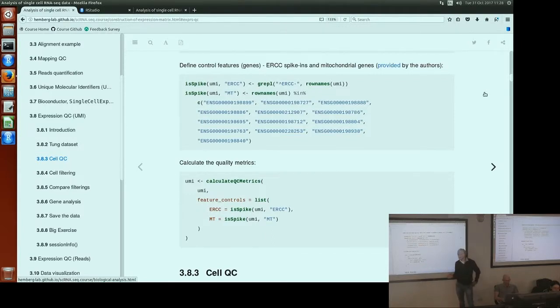This is an optional step, but usually it's a good idea to look at mitochondrial genes. So here we define them manually. I think these genes are taken from the publication of the Tang data. So in real life, I'm not sure. Talul, do you know, for the mitochondrial genes, is there any database that you can use to define them?